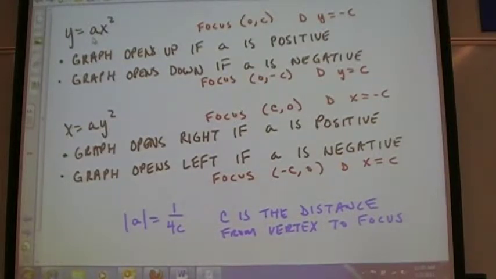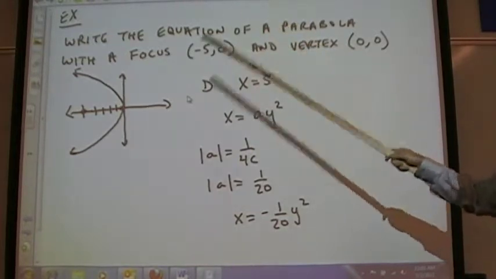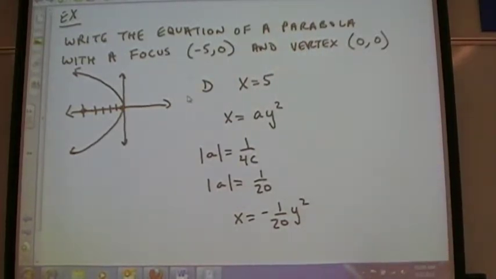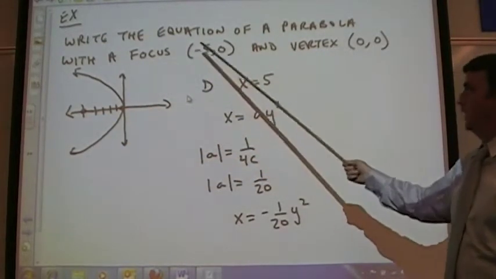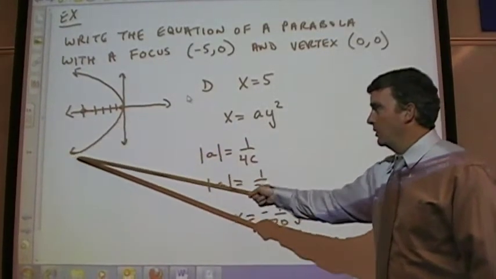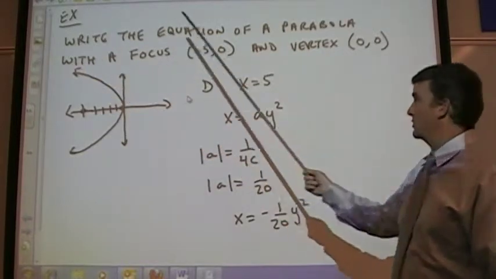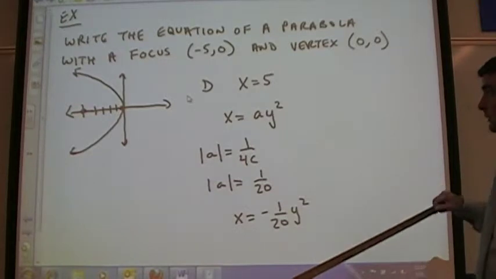Okay. Next example. I'll come back to this if I need to. Write the equation of a parabola with a focus of (-5, 0) and a vertex of (0, 0). So here's the original problem. It always helps me to graph the problem. So I just drew a quick graph. I knew the vertex was at (0, 0). I knew the focus was at (-5, 0), so put a point at (-5, 0). And therefore, you know the graph opens to the left based on this information. Everybody see that? Okay, that's pretty easy, right?